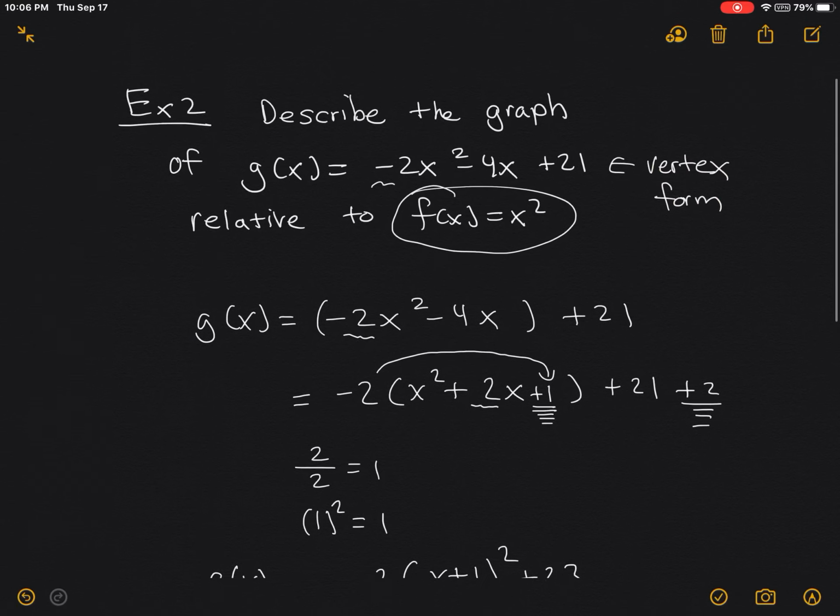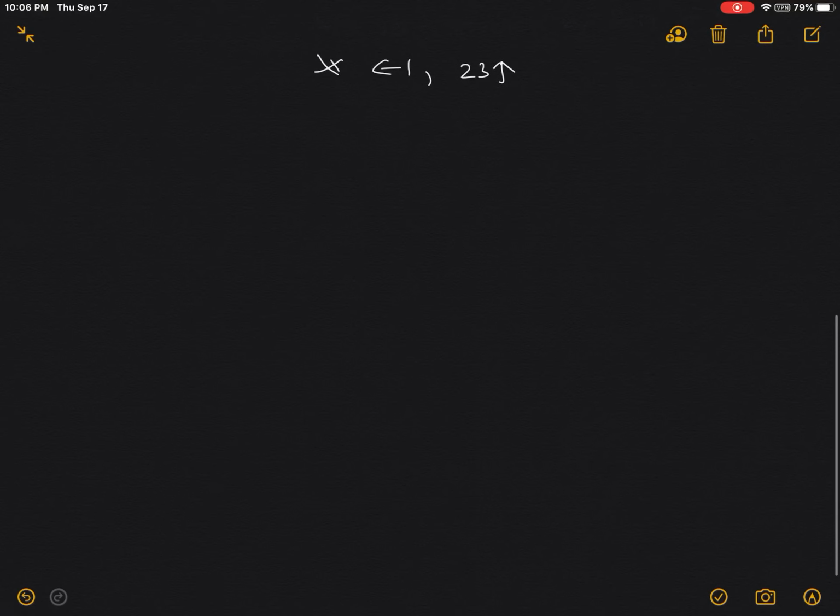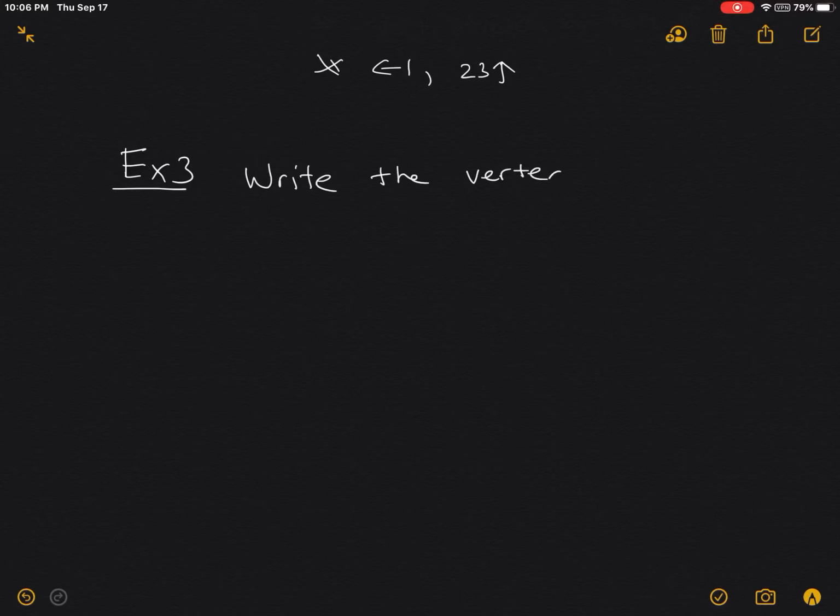I only have one more example here with you, example 3. And that's just fairly straightforward. It's write the equation of the parabola. Okay, so write the vertex form of the quadratic function. Okay, so keep in mind, I think these are problems number 39 through 43 odd in your textbook.